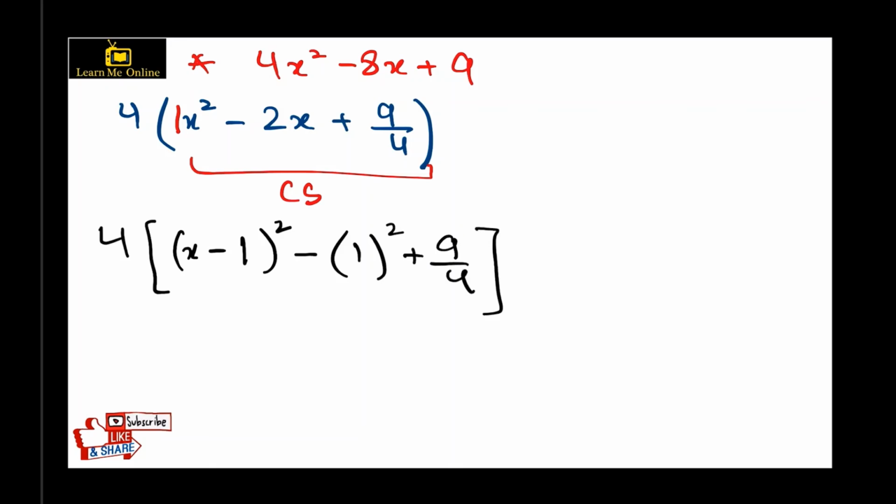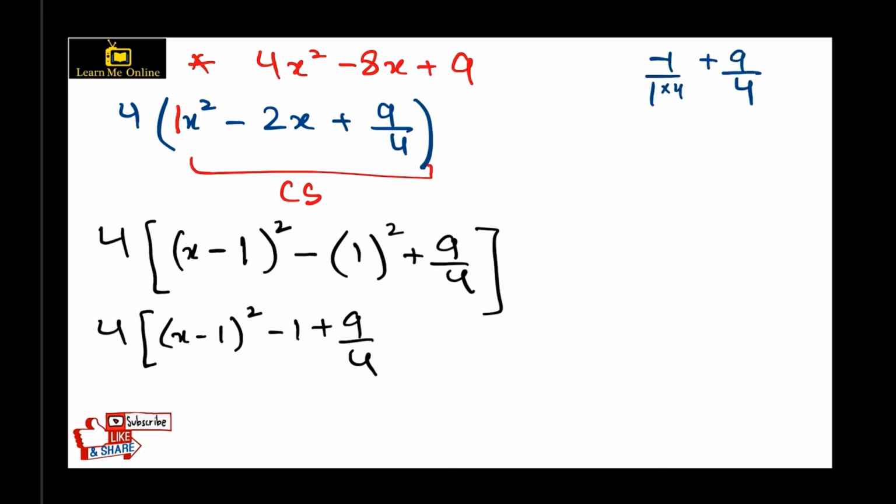We're going to do the simplification inside the bracket. So we're keeping x minus 1 whole squared the same. Then it is minus 1 plus 9 over 4. On the side, you can do the fraction simplification. So minus 1 plus 9 over 4 means you make the denominators the same, the top and the bottom. So it would be minus 4 plus 9 over 4, which gives 5 over 4.